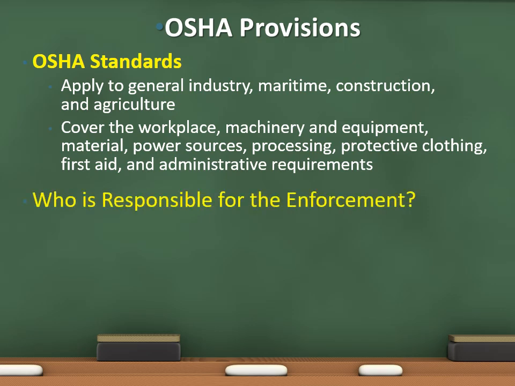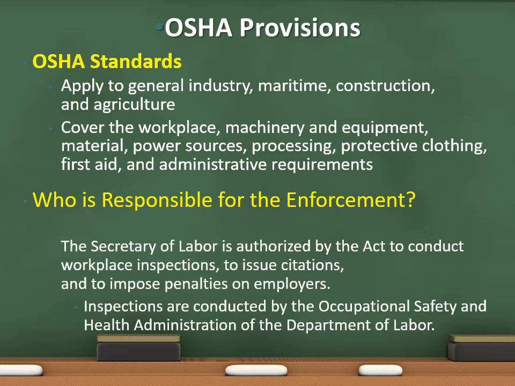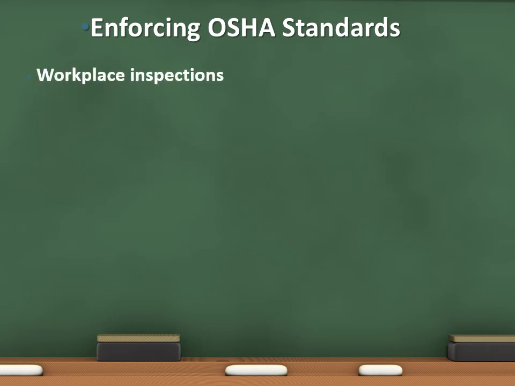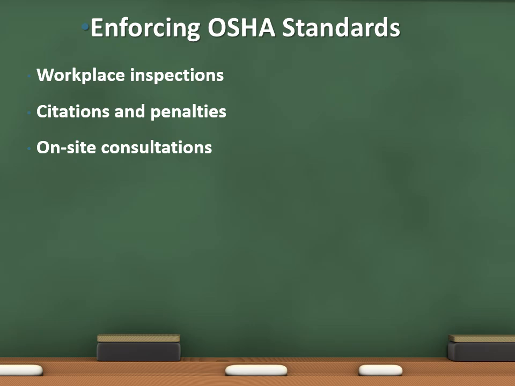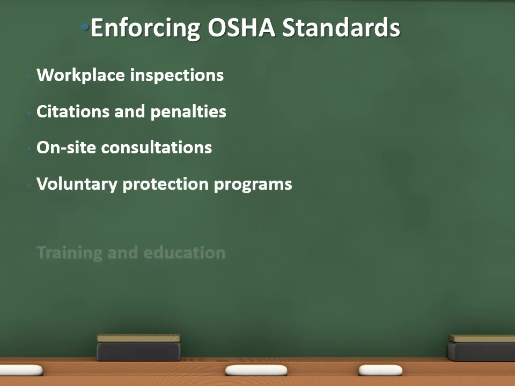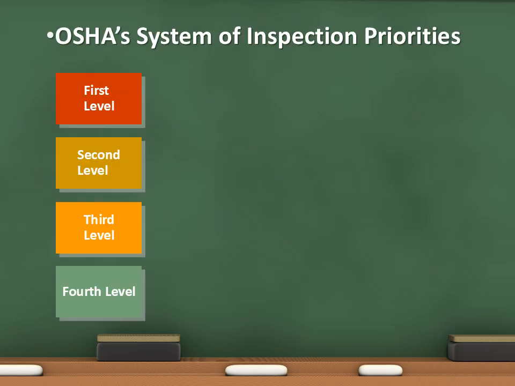Who is responsible then for the enforcement of OSHA? The Secretary of Labor is authorized by the Act to conduct workplace inspections, issue citations, and impose penalties on employers who violate. Inspections are conducted by the Occupational Safety and Health Administration from the Department of Labor. Workplace inspections, citations and penalties, on-site consultations, voluntary protection programs, training and education. All of that is part of OSHA's job description.